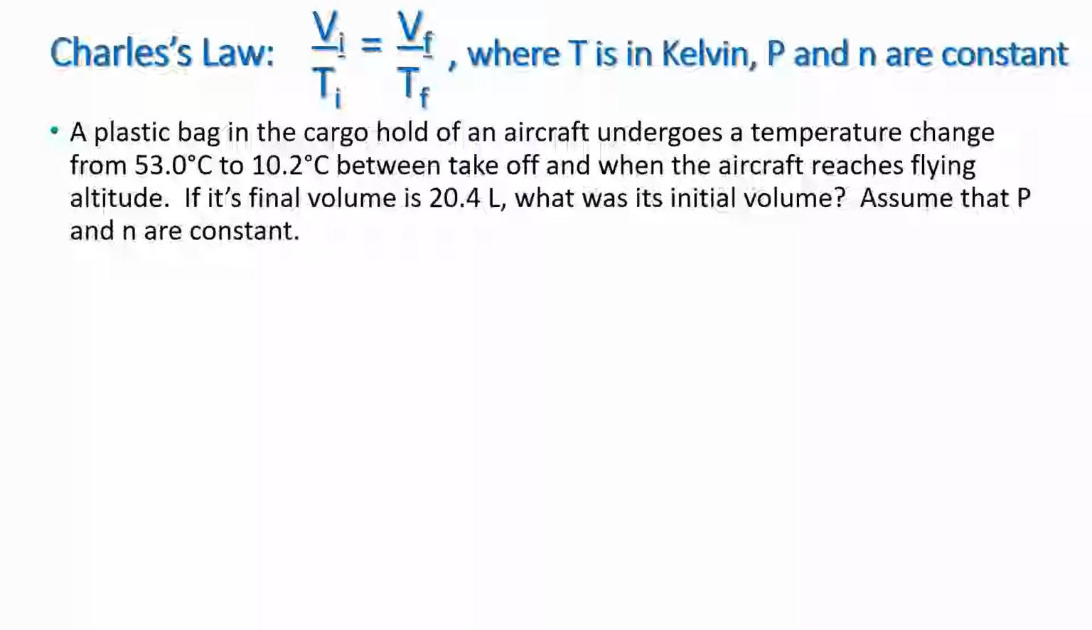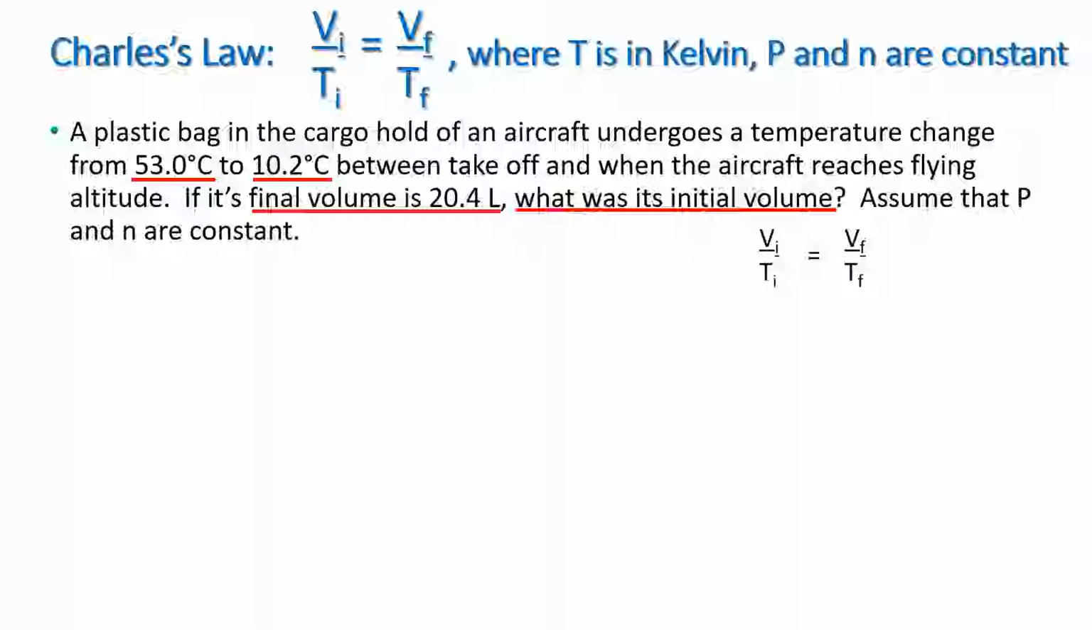So let's take a moment and see what we're given. First, we're given the initial and the final temperatures, and we're also given the final volume, and we're being asked to find the initial volume. Now, because we're given the variables of volume and temperature, where pressure and moles are held constant, we know we're going to use Charles's law.